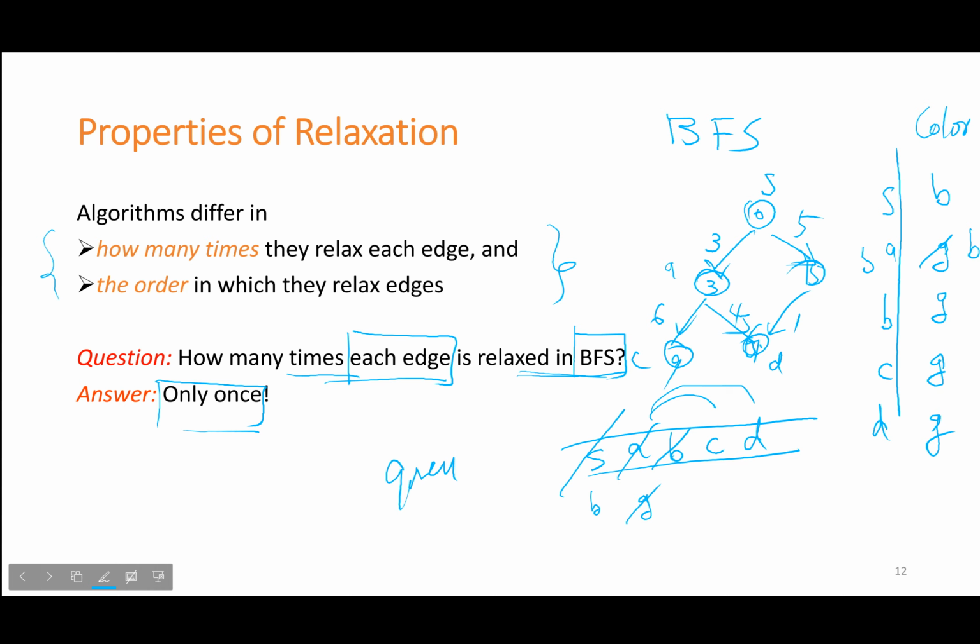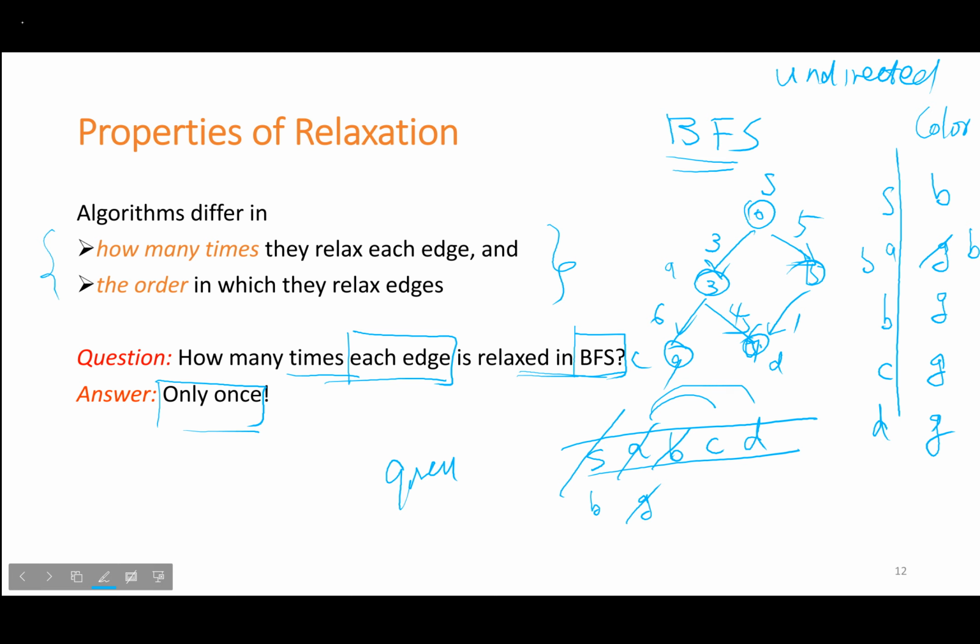BFS is good for an undirected graph, because every edge is just relaxed once. Since in the undirected graph each edge represents two directions, using BFS you can just access this undirected edge once. So this is very efficient.